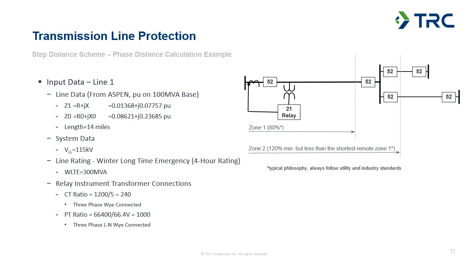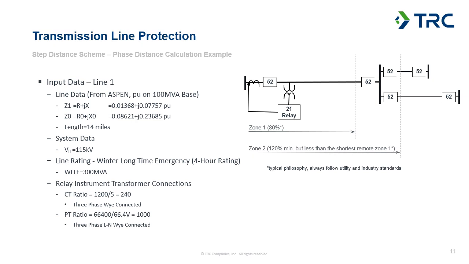And those are per unit on the system base. By default, Aspen uses a 100 MVA base. You can configure it for something else, but I've really never seen that done. Generally, that's what everybody is using for their system base. Within the model, you'll also be able to tell how long the transmission line is.